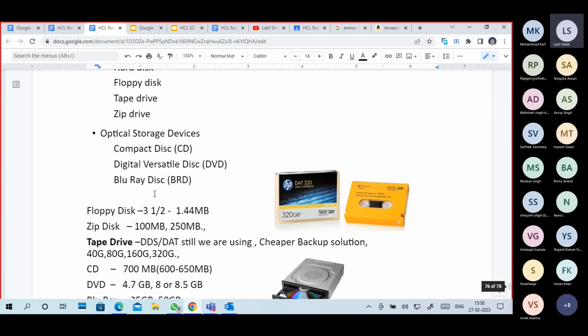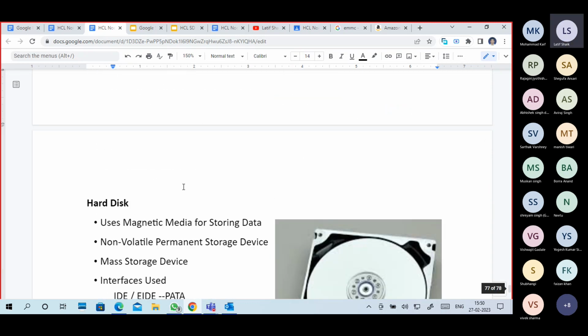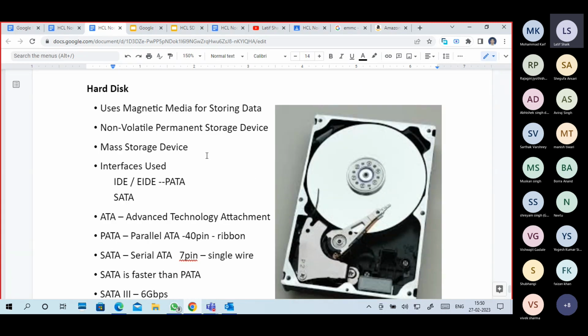So, what are we left with from this one? Okay, hard disk. Currently, we are using hard disks and SSDs. In the hard disk, how does it look? It is a magnetic media. Can you see this is a disk type? It is called a platter. In this platter only data will be stored.